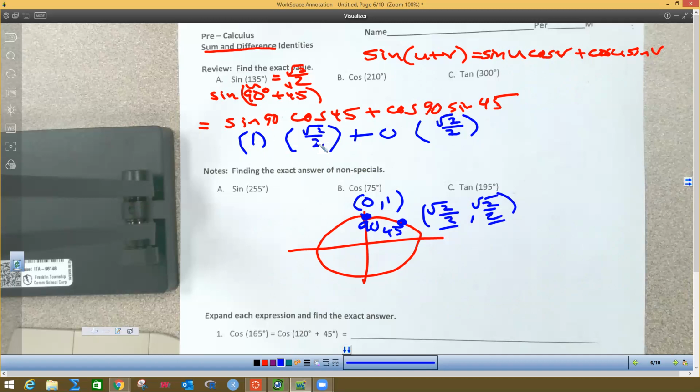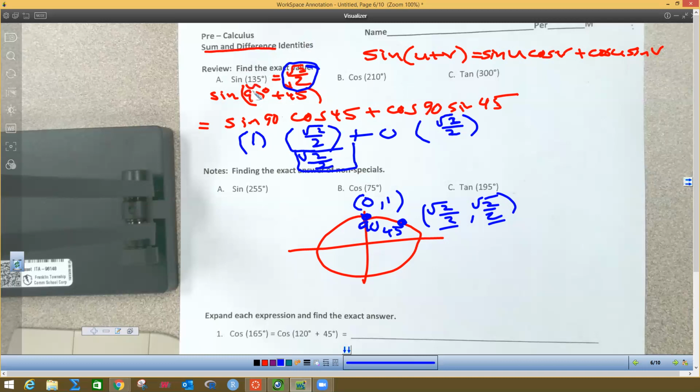Now, what's 1 times radical 2 over 2? Radical 2 over 2. And what is 0 times anything? 0. So this is my answer. So you can see we get the same answer by doing the sum, and we would have got the same if we had taken 180 minus 45. We'd have done the difference. If we'd done 180 minus 45, we still would have got radical 2 over 2.